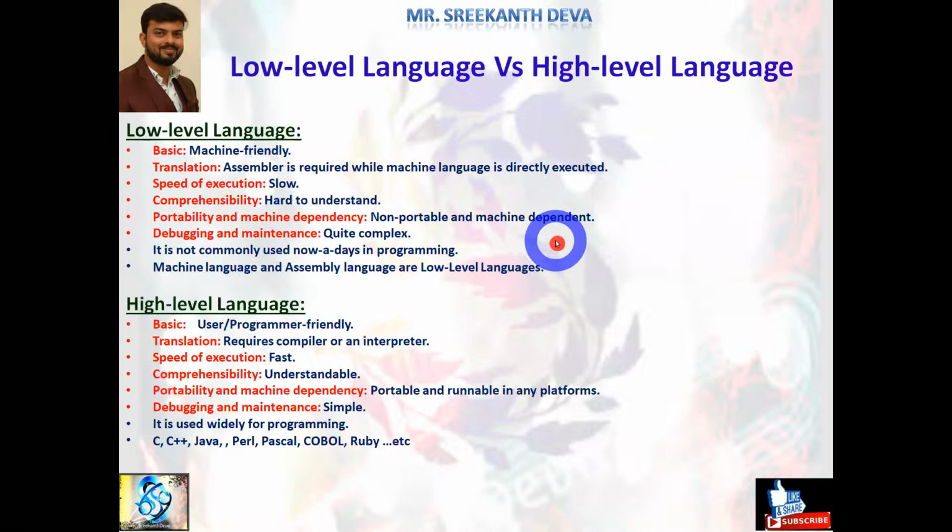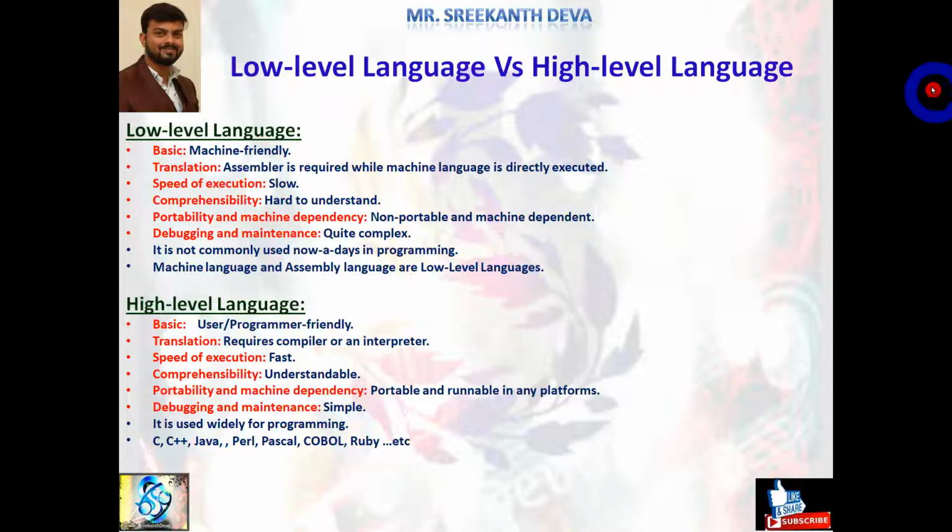Okay, see, what is low level language? Low level language is machine friendly, machine understandable language. Here we are giving instructions completely in the form of zeros and ones representation. That is called machine friendly at the basic level.